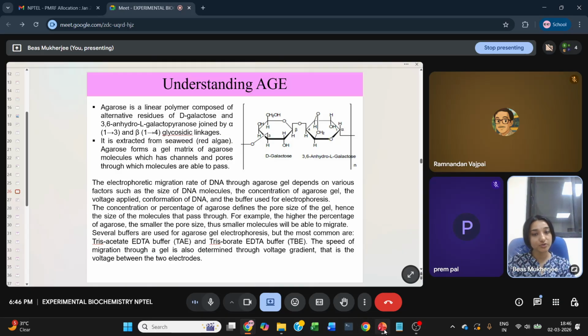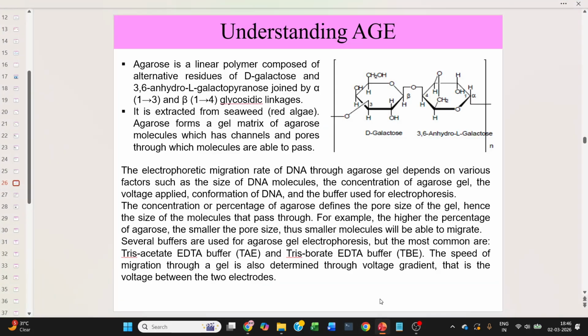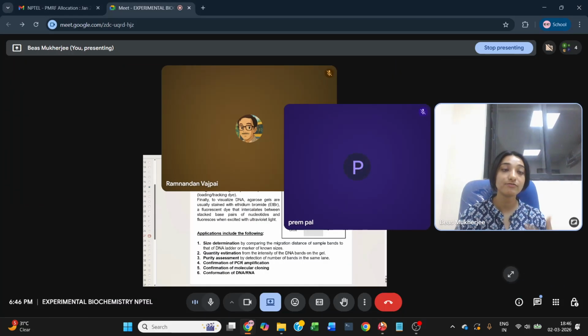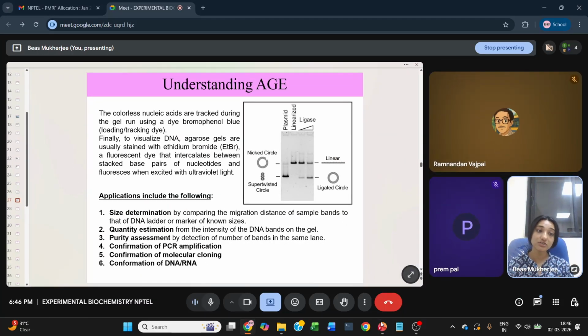Okay. So the speed of the migration through the gel is also determined by the voltage gradient. That is the voltage between the two electrodes. But then when you have very high voltage, what is going to happen? A lot of resistance is also going to get built up, and that is why the gel will get heated up. And that will actually melt your gel and it will obstruct the migration of the DNA. So it is best to keep the voltage low.